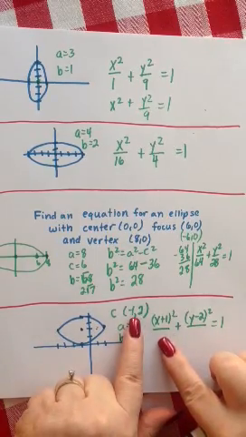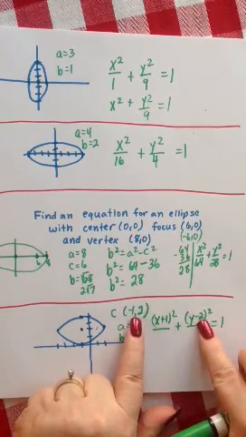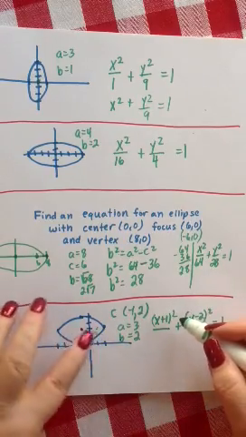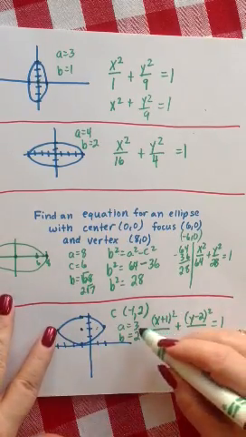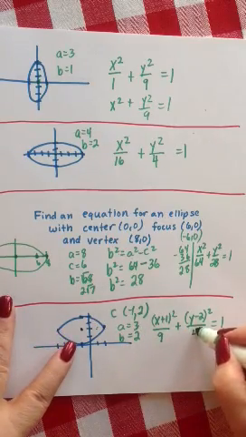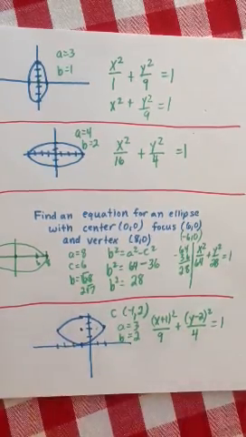Notice that the center is negative 1, 2, but I changed the sign. If they put them in parentheses like this, you always change the sign. It is horizontal, so I'm going to put a squared here, so this will be 9, and I'll put b squared here, and that's 4. So there's our equation of that ellipse.